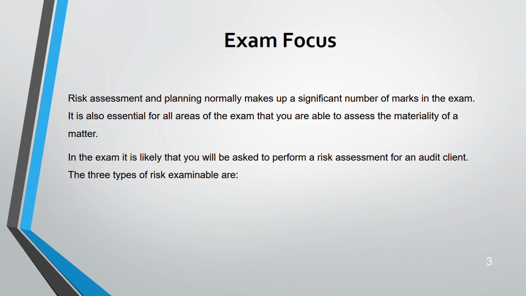Now in your exam, what are you supposed to do? You are supposed to perform a risk assessment for an audit client. You will be told to perform a risk assessment. There are three types of risk that you will be asked in your exam. Number one is the risk of material misstatement, then audit risk, and business risk. These are the three risks that you should know, and that will be tested also.